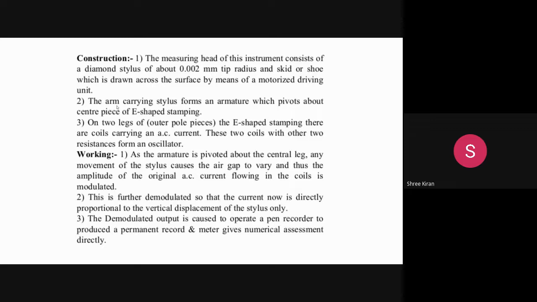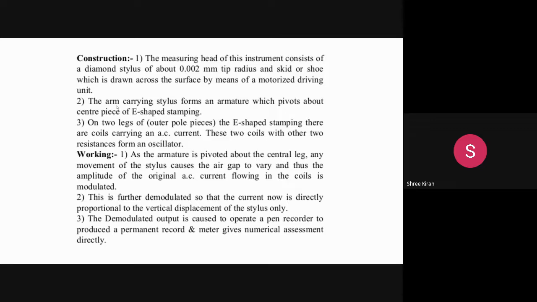So what happens in the construction is the measuring head of this instrument consists of a diamond stylus. The measuring head of the instrument consists of a diamond stylus of about 0.002 mm tip radius and a skid or shoe, which is drawn across the surface by means of a motorized driving unit.